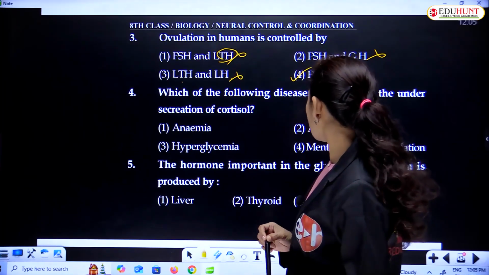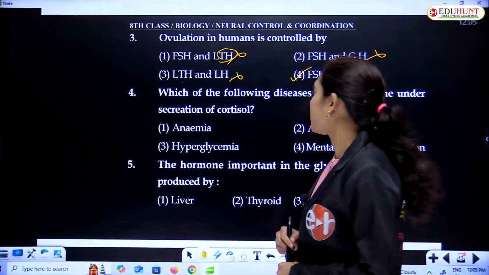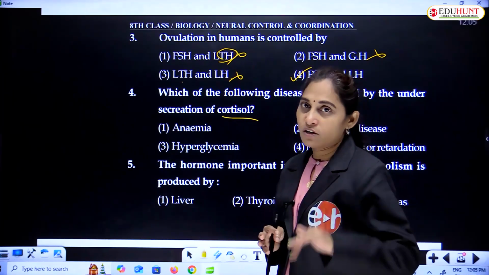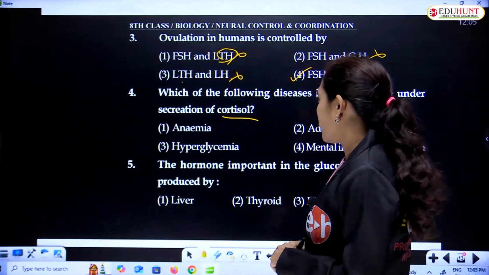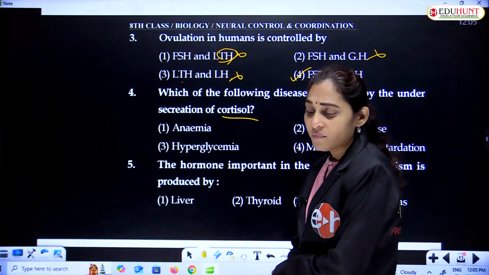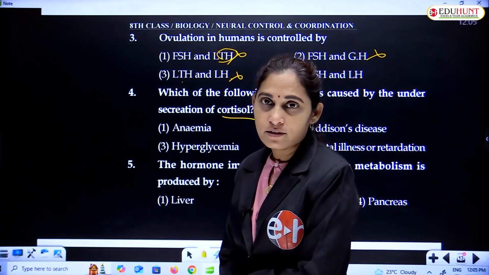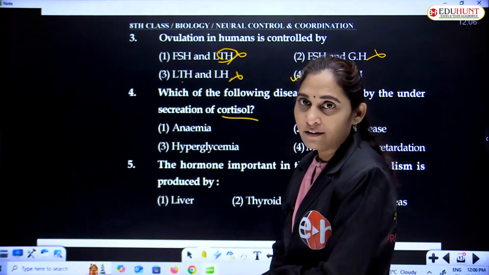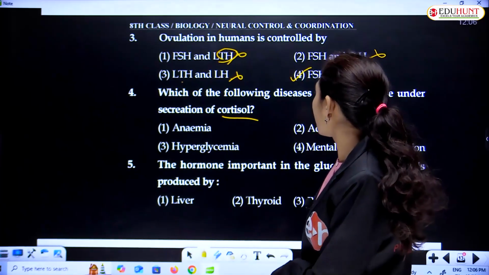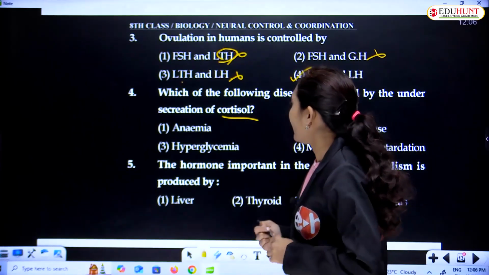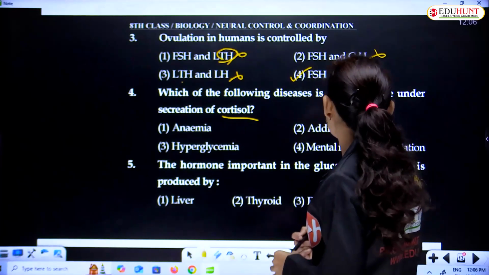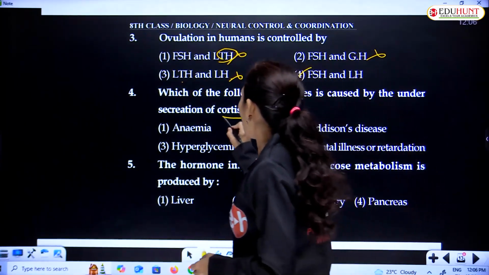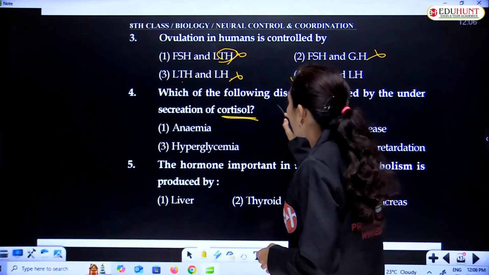Which of the following diseases is caused by the under-secretion of cortisol? Under-secretion is reduced secretion of cortisol. Cortisols are the glucocorticoids secreted by the second zone, the middle zone of the adrenal cortex. Anemia, hyperglycemia, Addison's disease, mental illness or retardation. Cortisols, these are the glucocorticoids.